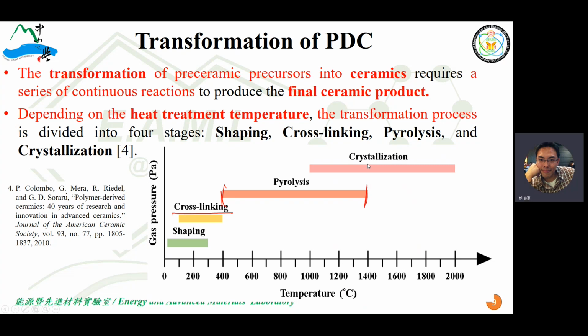When the pyrolytic temperature is higher than 1400 Celsius, this kind of precursor starts to crystallize, becoming more crystalline. Therefore, this is a very interesting material, because you can control its property or structure by temperature. It can be a polymer phase or a ceramic phase, amorphous or crystalline. It totally depends on the pyrolytic temperature.